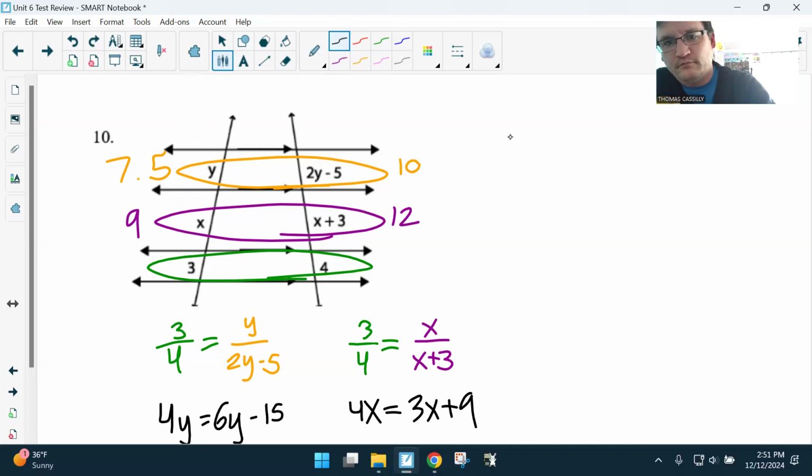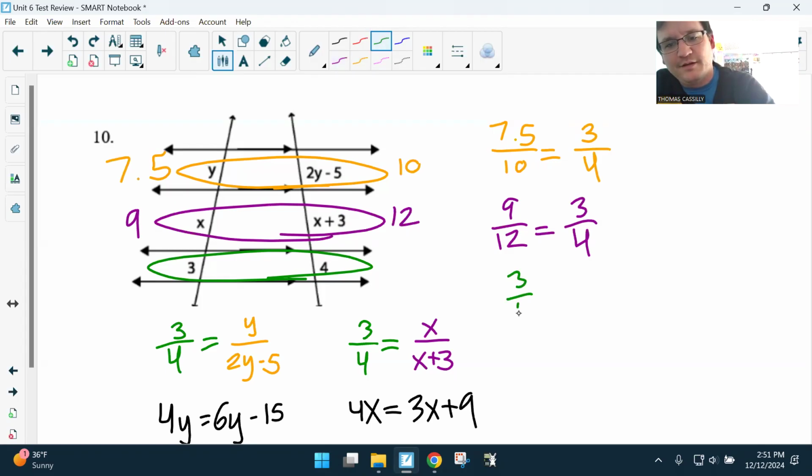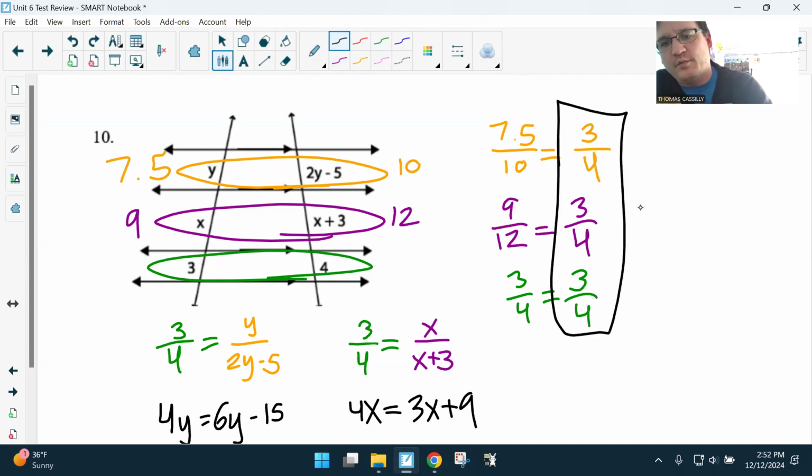So, keep it color coded. So if I reduce down, 7.5 over 10, that does simplify to 3/4. 9/12 also equals 3/4. And the last one, 3/4. Well, guess what? That also simplifies down to 3/4. They all match. That's what we want.